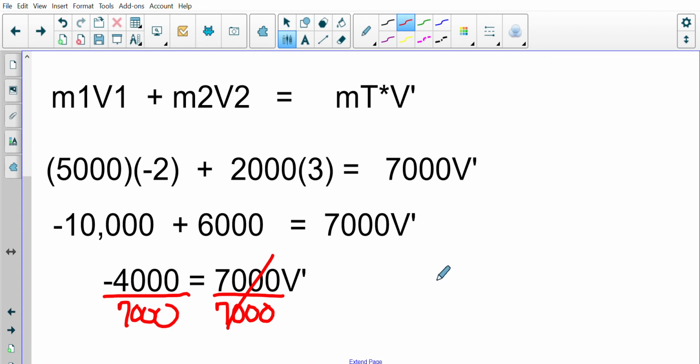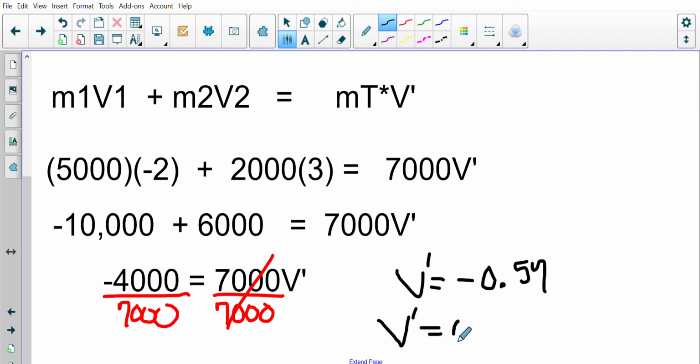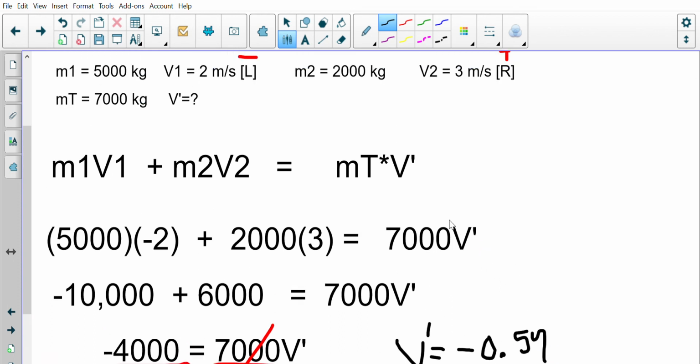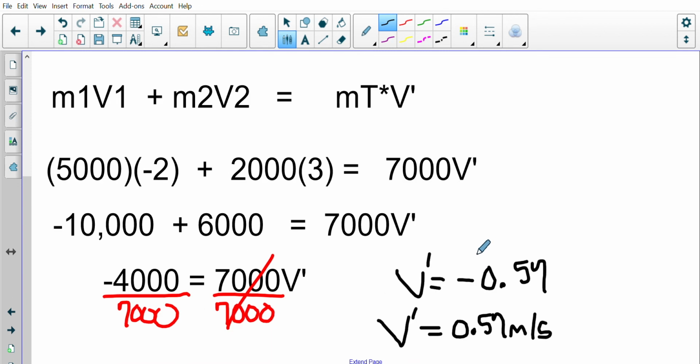And there we go. So our V prime, our final velocity of both those objects, I take negative 4,000 and divide it by 7,000. I get negative 0, going to two decimal places, 57, which really means the final velocity of these two is 0.57 meters per second, but that negative sign means it's going left.